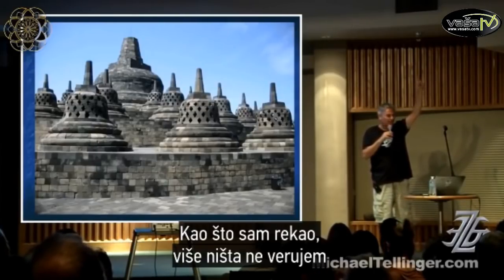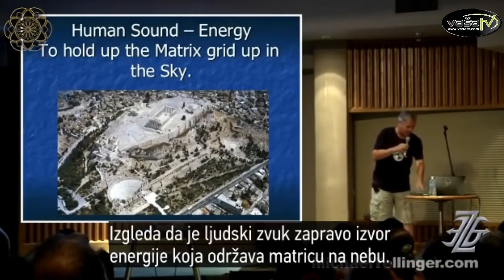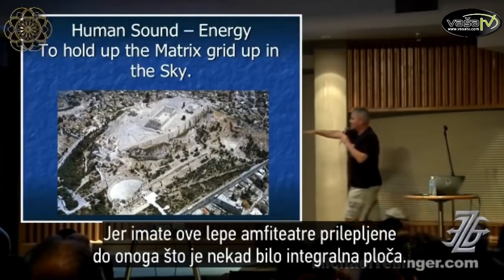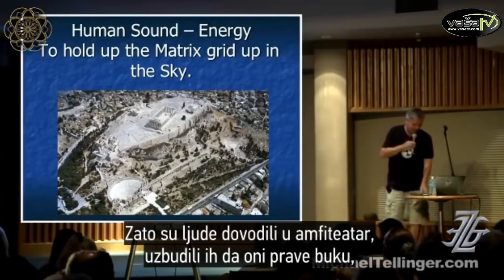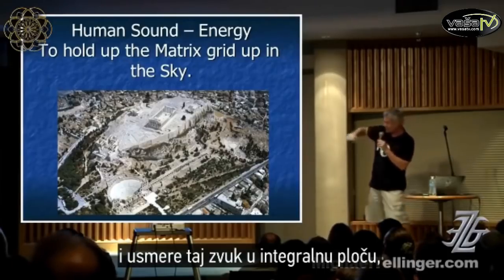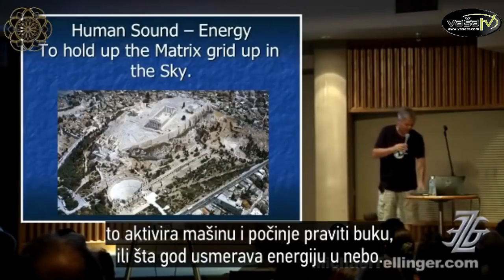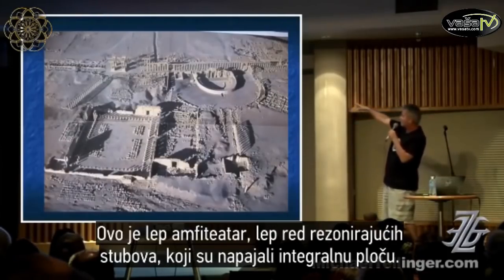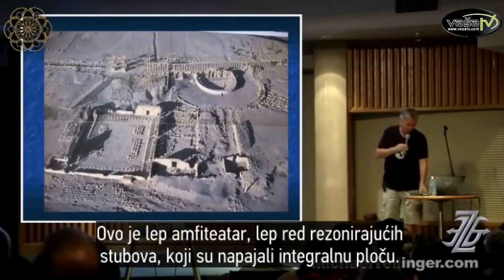What are we looking at when we look up at the sky? As I said, I no longer believe anything that NASA shows me. And it seems that the human sound was actually the source of the energy that holds up the matrix in the sky. Because you find these beautiful amphitheaters attached to what used to be these circuit boards. So they get a bunch of people into these amphitheaters, get them excited, they make a lot of noise, and they channel that sound into the circuit board. It activates the machine and shoots the energy up into the sky, upholds the matrix. There's a beautiful amphitheater, a beautiful resonating row of pillars that used to feed into the circuit board. And so it goes.